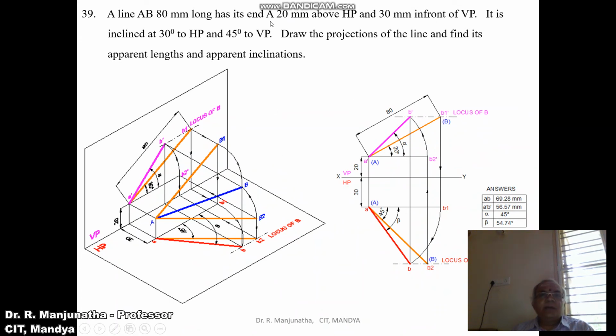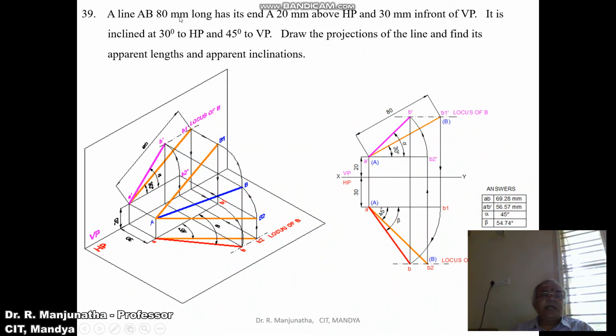So the end A, the capital A, is in space. As you know, a capital A means it is in space. 20 mm above HP. When you look from the front view, we can see the distance is projected onto the vertical plane, which is A dash. And 30 mm in front of VP will be seen in the horizontal plane. When you look from the top view, we can see the distance in front of VP. When it is projected, that goes onto the HP, which is small a.